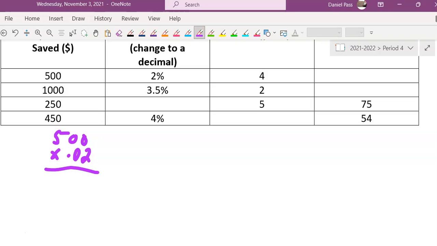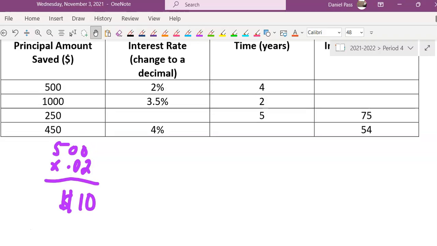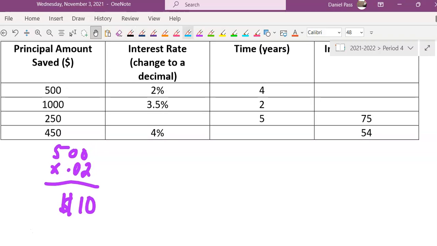I know what we get. We get $10. And now what? You do 10 times 4, because there's 4 years, right? And we know what 10 times 4 is? 40. So it's $40 here.